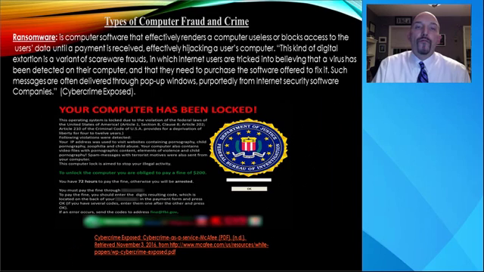Ransomware is computer software that effectively renders a computer useless or blocks access to the user's data until a payment is received. Users are tricked into believing a virus has been detected on their computer and that they need to purchase software offered to fix it. Such messages are delivered through pop-up windows. Of particular concern regarding ransomware is the suicide of a young boy in Cheshire, England, who committed suicide after receiving an online threat to pay a sum of £100.